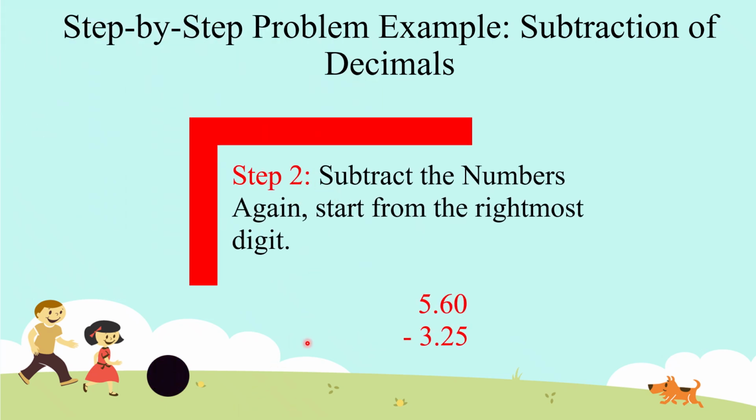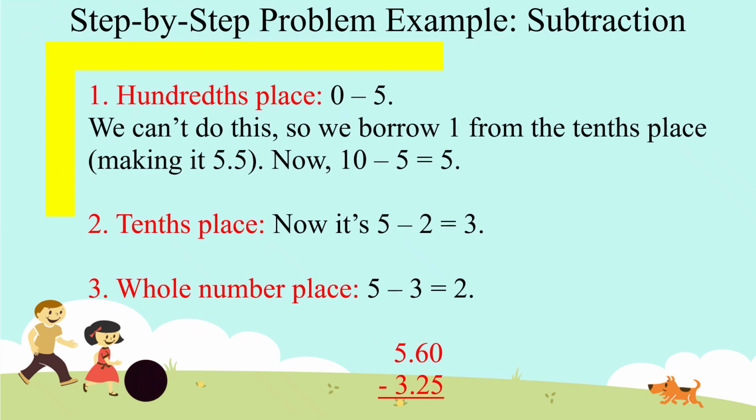Step 2. Subtract the numbers. Again, start from the rightmost digit, 0 and 5, which is in the hundredths place. Number 1, hundredths place, 0 minus 5. We can't do this, so we borrow 1 from the tenths place, making it 5.5. Now, 10 minus 5 equals 5.